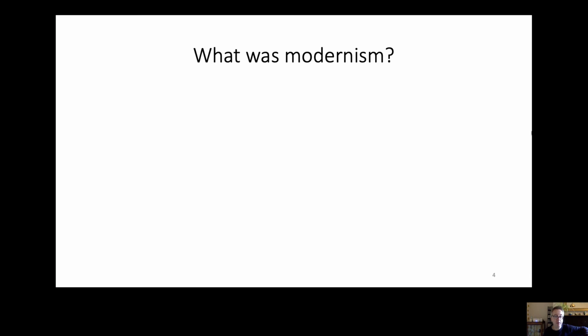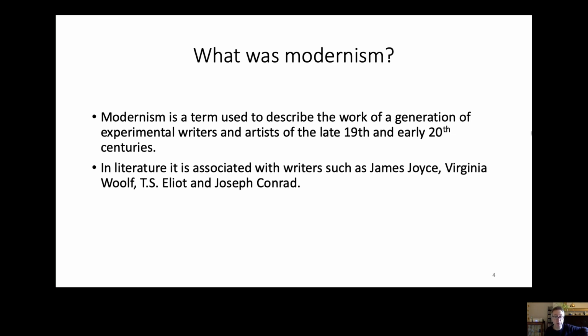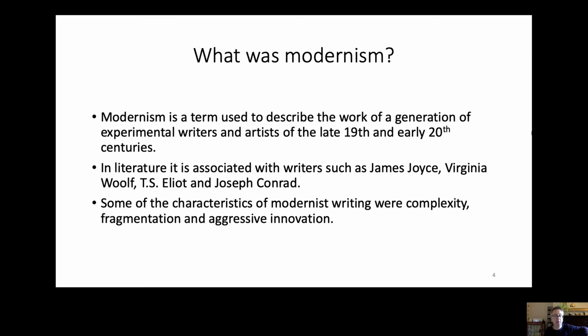So postmodernism, to break it down, implies that we're dealing with something that comes in the aftermath of modernism. So this begs the question, what was modernism? It's a term we use to describe the work of a generation of experimental writers and artists of the late 19th and early 20th century. In literature, it's associated with people like James Joyce, Virginia Woolf, T.S. Eliot, and Joseph Conrad. And some of the characteristics of modernist writing were complexity, fragmentation, and aggressive innovation.